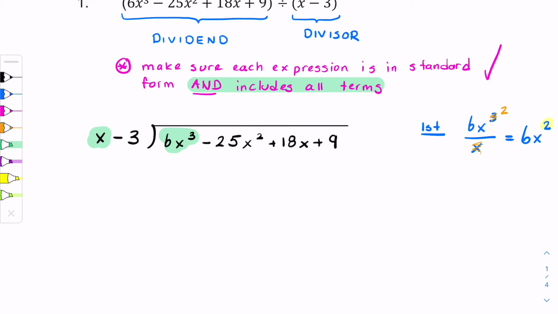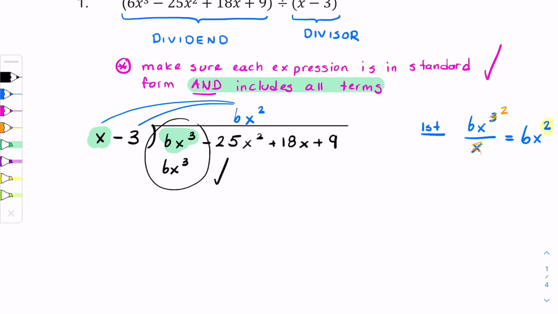Now, because this is 6x squared, this is going to be the first term in your quotient, and you're going to line it up with the squared value. So that means I am going to write the first term of my quotient directly above 25x squared. Now what you do is you multiply 6x squared by both terms in the divisor. 6x squared times x is 6x cubed. Notice that these two are exactly the same. That's what you want. You want that to happen every time. And then 6x squared times negative 3 is negative 18x squared.